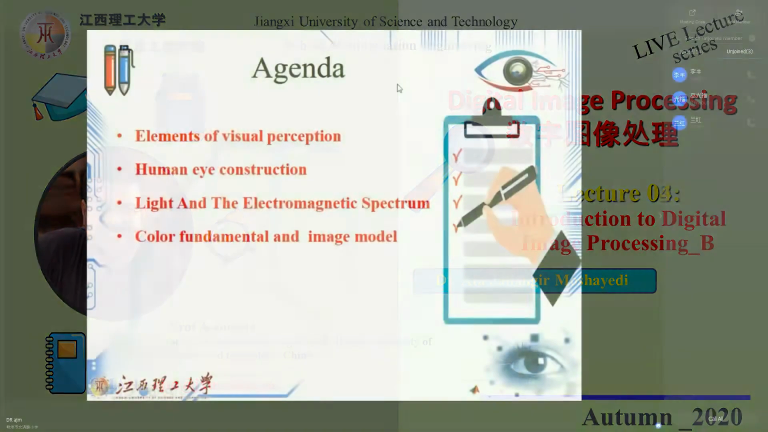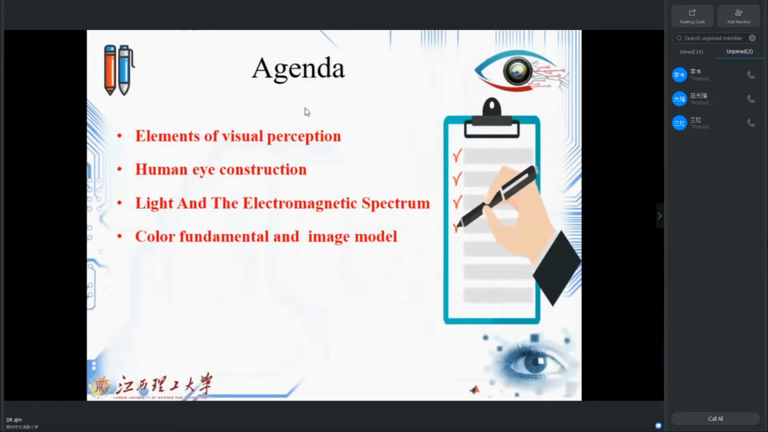Today we will talk about the elements of visual perception and some human eye construction. I will teach you a little bit at the initial slide, which means that more than half of today's lecture is related to biology and the structure of the human eye that we have. Then we will talk about light and the electromagnetic spectrum. Color fundamentals and image model will be the last part that we talk about today. And then for the next lecture, we will go to more concepts of image processing.